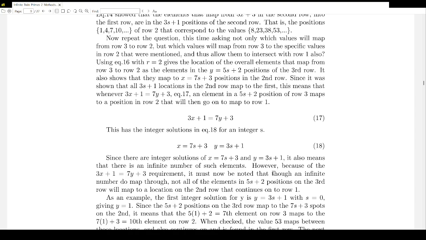So because of this 3x plus 1 equals 7y plus 3 requirement that we got here, it must now be noted that though an infinite number do map through, not all of the elements in 5s plus 2 positions on the third row will map to a location on the second row that continues to row 1.